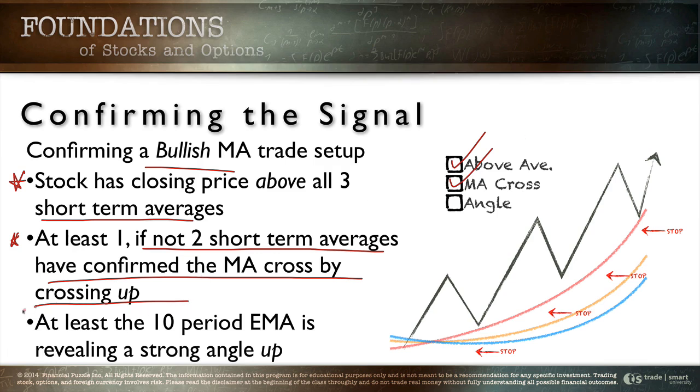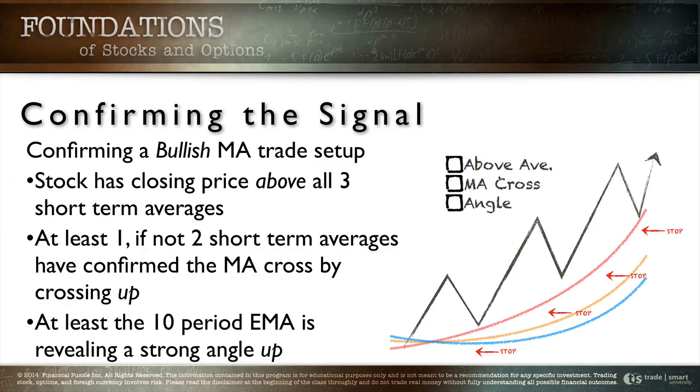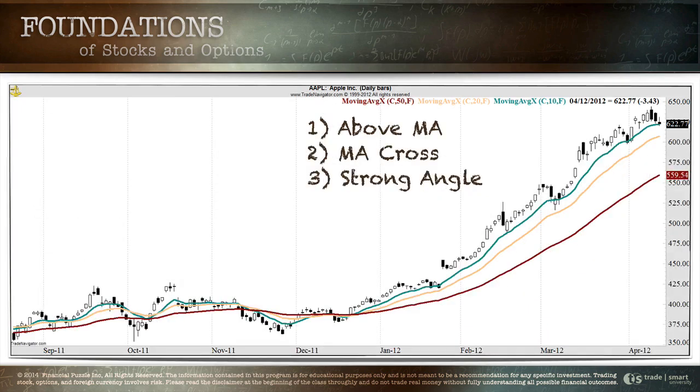Third, at least the 10 period is revealing a strong angle up. Check. The 20 and the 50 will lag a little bit, so you want at least the 10 period to be revealing a strong bullish angle. If you don't have that, then you need to wait because you might get stuck in a sideways move. This is the 1, 2, 3 confirmation for getting into the bullish trade based on the moving average trend following system.